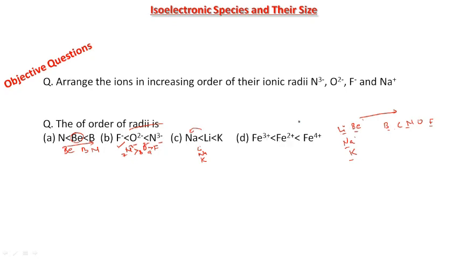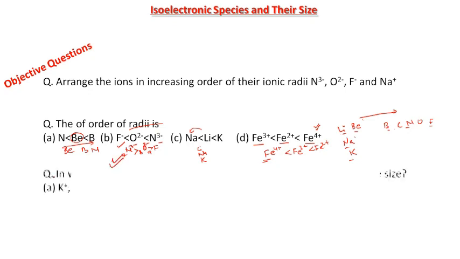The next is iron. If we have the same base element, then the size with the highest positive charge is lesser. So the correct order is Fe4+, then Fe3+, then Fe2+, because the Z effective decreases in this order. So this is the correct order and the correct option is B. B is the correct option.